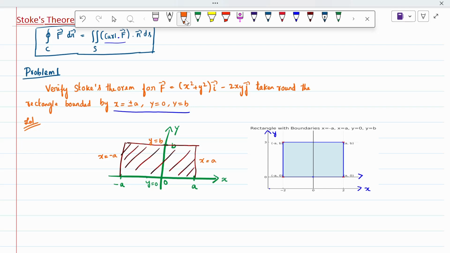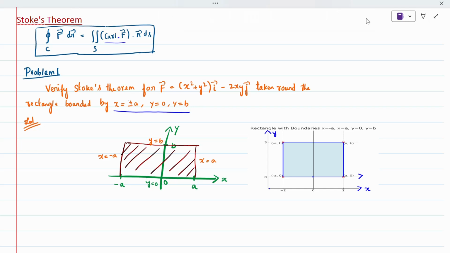Now we have to do it on both left and right sides because it says verify. First I will take the right hand side. Before going with the right hand side, first I will find curl F. I have to do the right hand side, and for that I have to calculate curl F. Curl is nothing but del cross F.